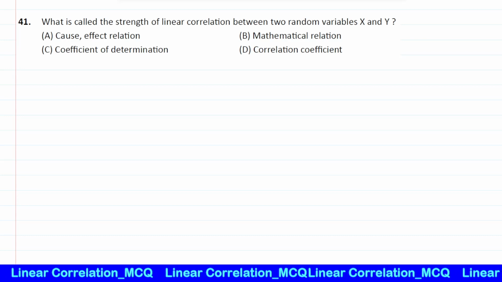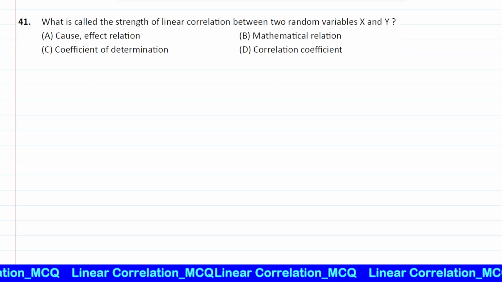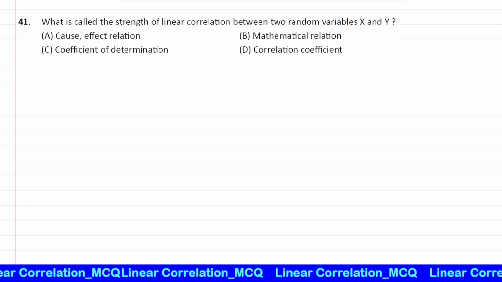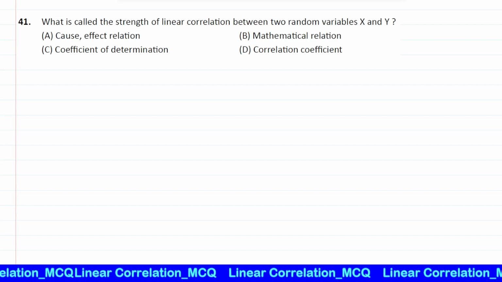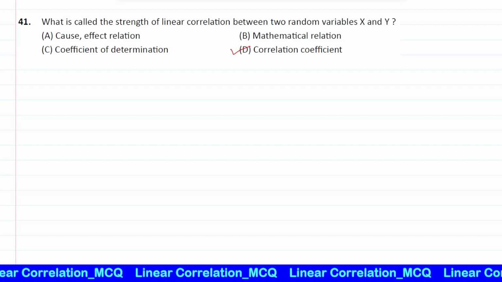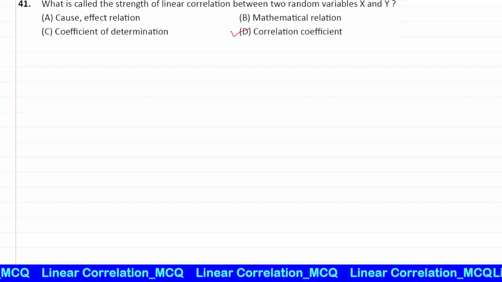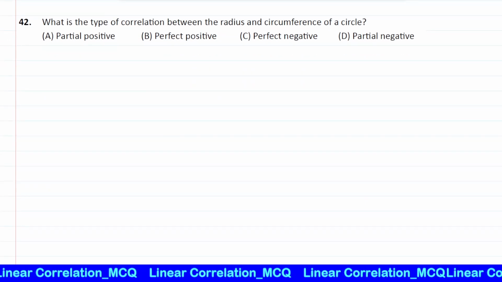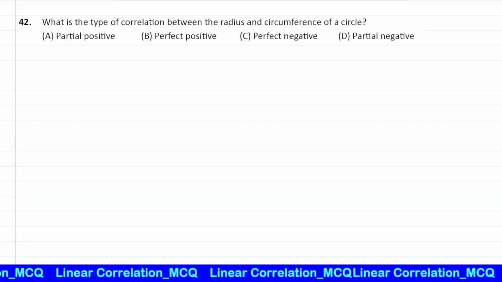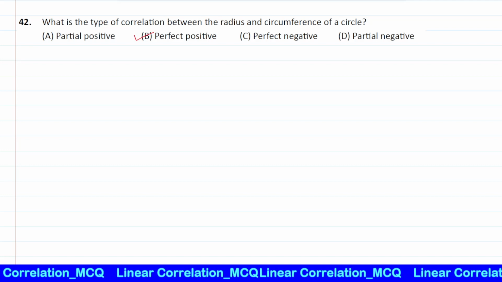41. What is called the strength of linear correlation between two random variables x and y? Okay, strength of linear correlation between two random variables x and y is said to be the correlation coefficient. It is given in the definition of correlation coefficient. So option D is correct for 41. Question number 42. What is the type of correlation between the radius and circumference of a circle? It is also a repeated question. Perfect positive correlation is the correct option.